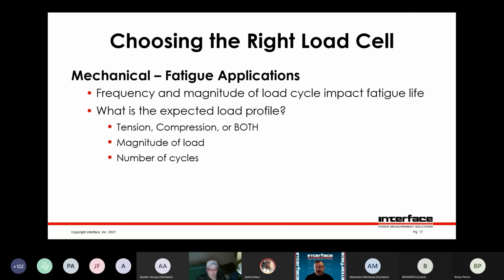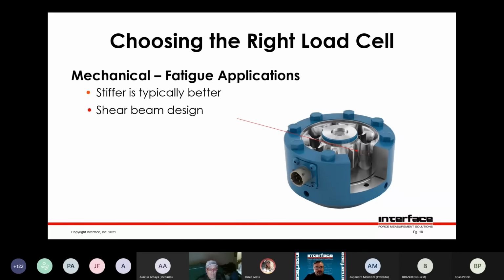So when we want to discuss fatigue rating, we really need to talk about, what is the expected load profile? Is it tension, compression, or both? What's the magnitude of the loads? What number of cycles? We can start to decide, does it really need to be fatigue rated? Maybe you need even a bigger fatigue rated load cell than you might think, depending on these loads. So it's important to dig deep and figure out exactly what the loading conditions are, the expected life cycle of the testing, and your accuracy and performance requirements.